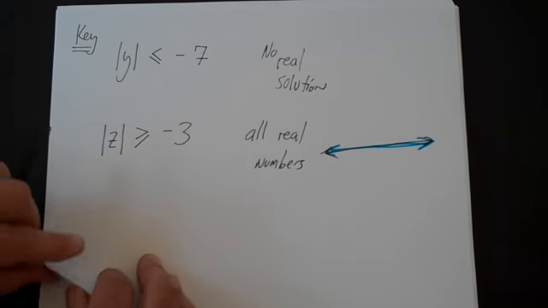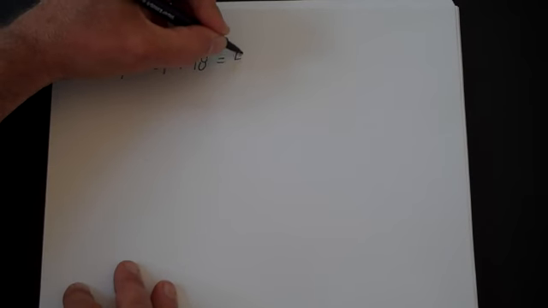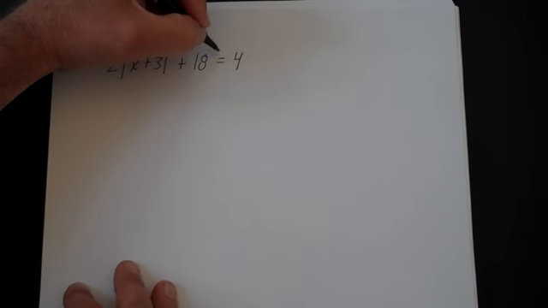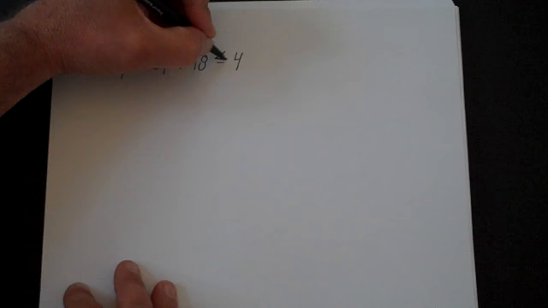Let's look at an example. It'll just say solve, or possibly solve and graph. And you'll have 2 absolute value of x plus 3, plus 18 is... sorry, let's say less than or equal to 4.